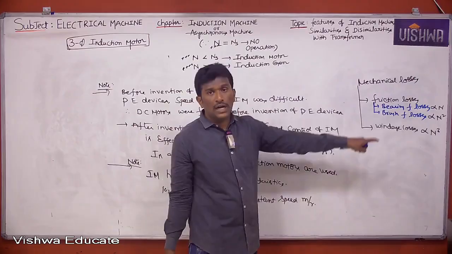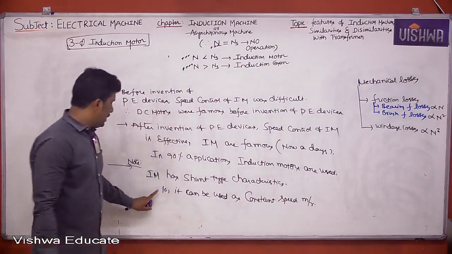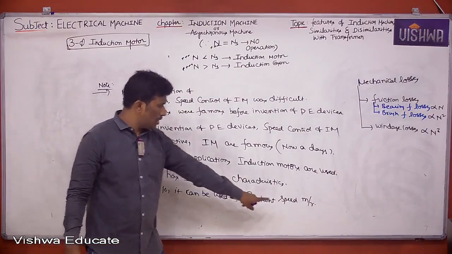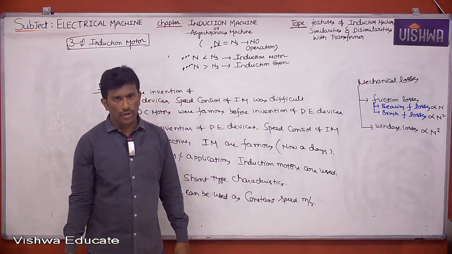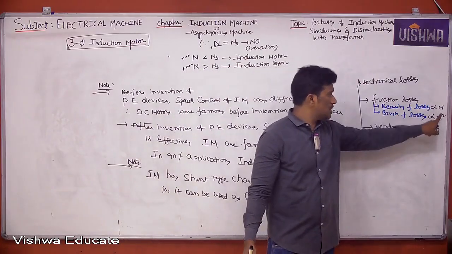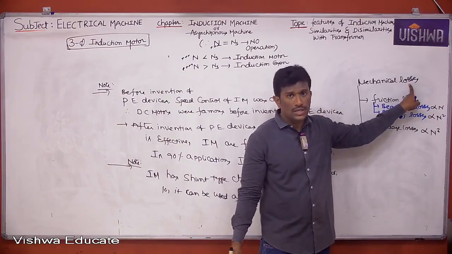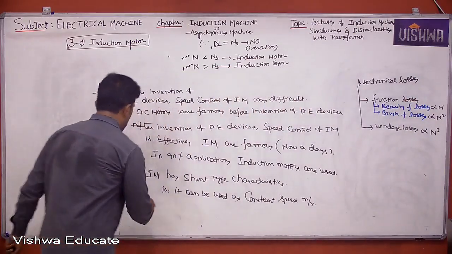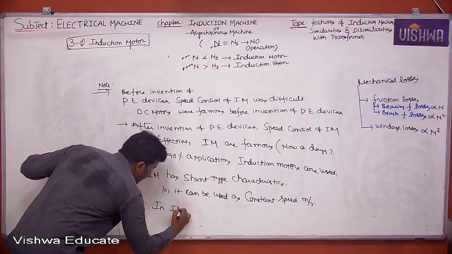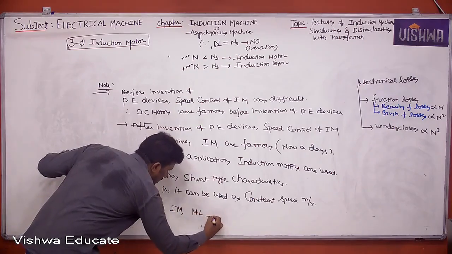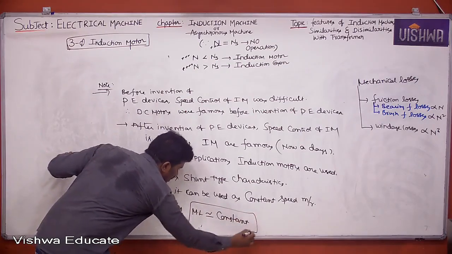That means indirectly I can say that mechanical loss depends on the speed of the motor. I told you the induction motor can be used as a constant speed motor because there is a negligible change in speed from no load to full load. That's the reason: whenever speed is almost the same from no load to full load, can I take mechanical loss as a constant loss in the induction motor? Yes. Let me write a note here: in the induction motor, mechanical losses can be taken as approximately constant.